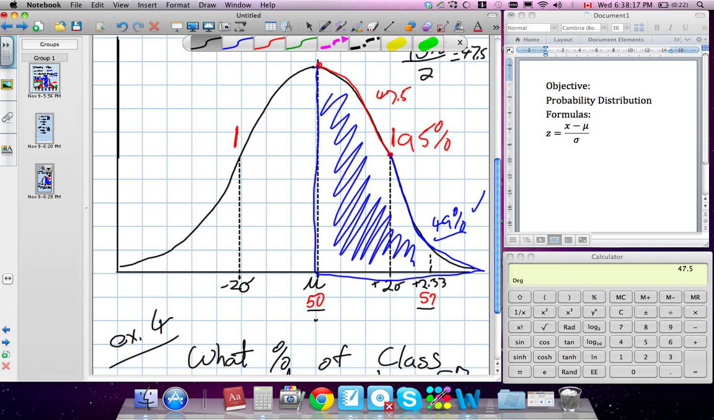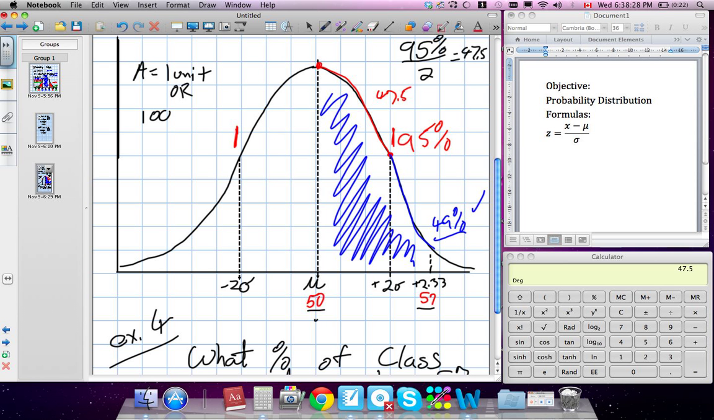Okay, so relating to the exact same thing, we'll call this example 3. This will be example 4. We were talking about people between 50 and 57%. Let's talk about people above. What percentage of the class is getting above 57? Okay, so there's another idea.